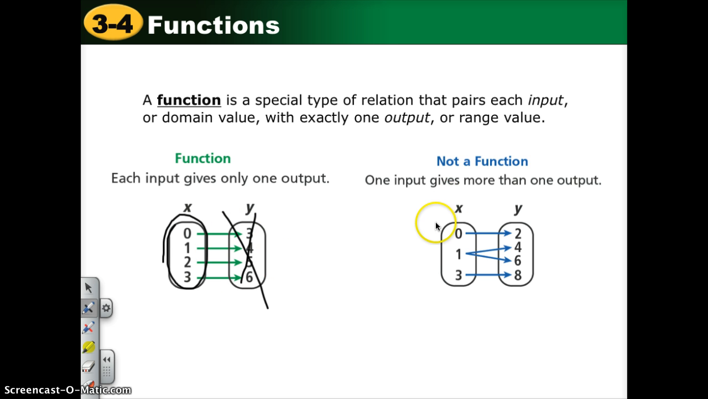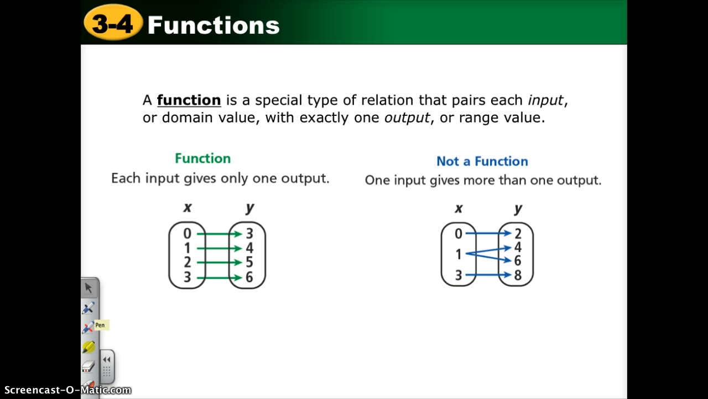Now over in the not a function example, you see that 0 pairs with 2, 1 pairs with 4, but then 1 also pairs with 6. And have you ever solved a math problem where you put the same number in and got a different answer? That doesn't happen very often. So it's not a function, because a function is what we're used to working with, where we plug a number in, we get a response out. We don't expect that response out to change if the input is the same.